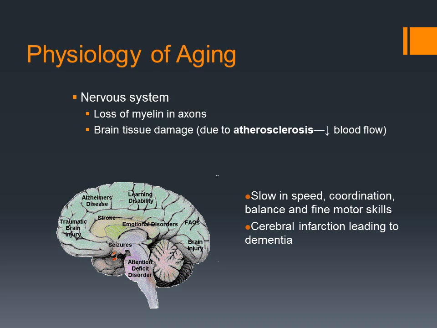Nervous system. Loss of myelin in axons. Brain tissue damage due to arteriosclerosis or decrease in blood flow. Slowing in speed, coordination, balance, and fine motor skills. Cerebral infarction leading to dementia.